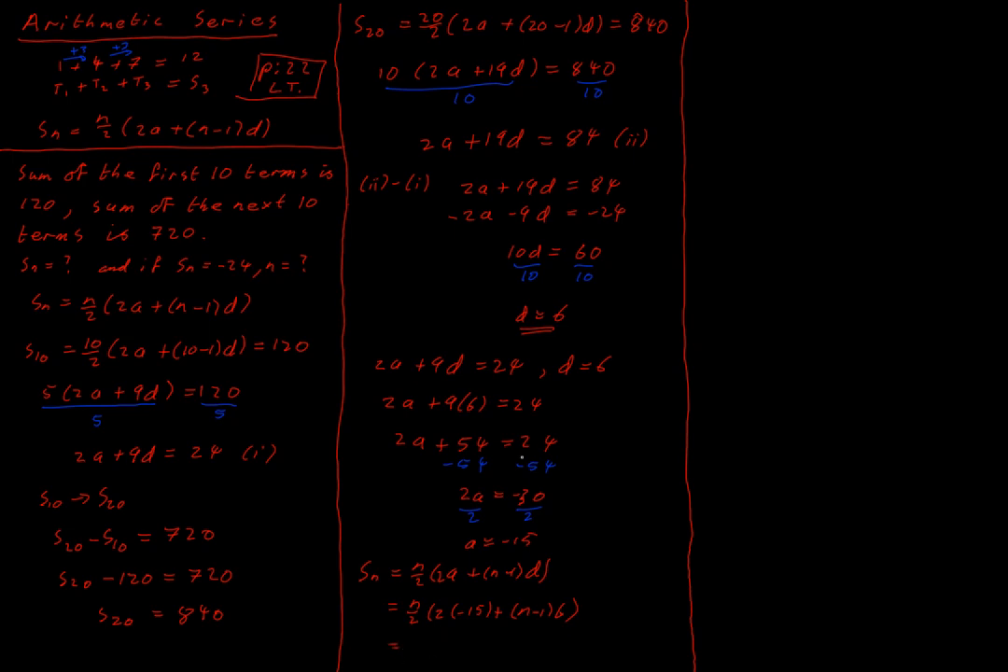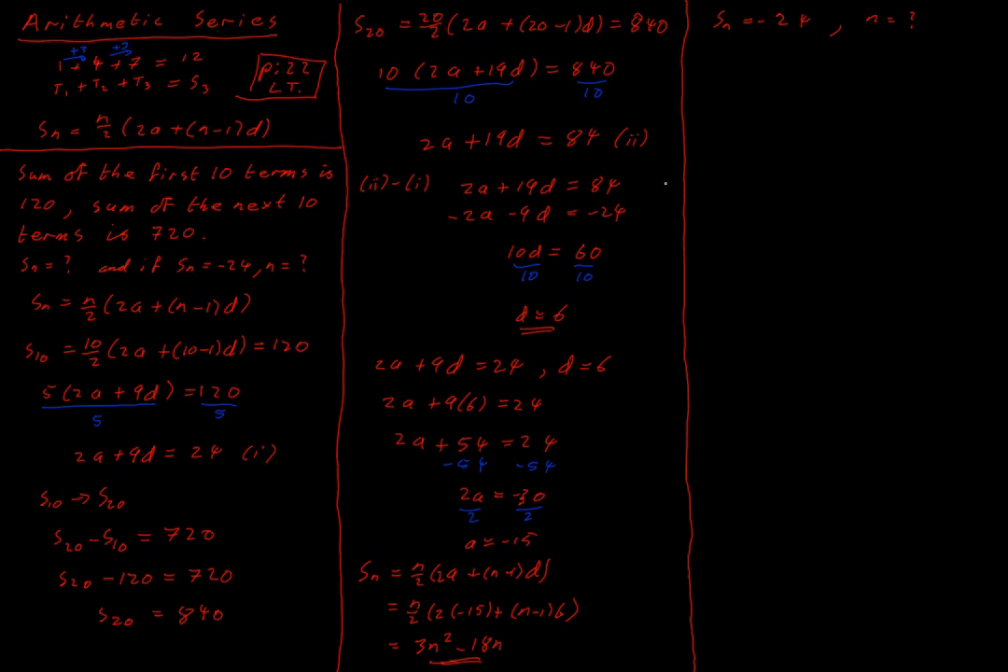When I tidy that down, I will get 3n squared minus 18n. So that's just multiplying out. We end up with 3n squared minus 18n is my formula for the sum of the first n terms. And then the second part of the question, I'm asked, if S of n is equal to minus 24, what is n equal to?